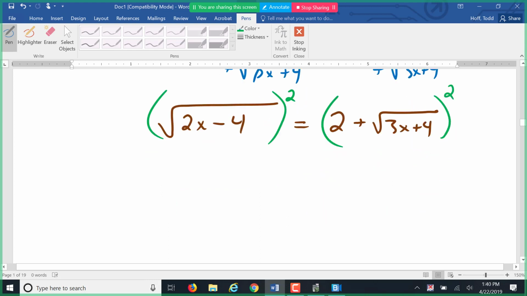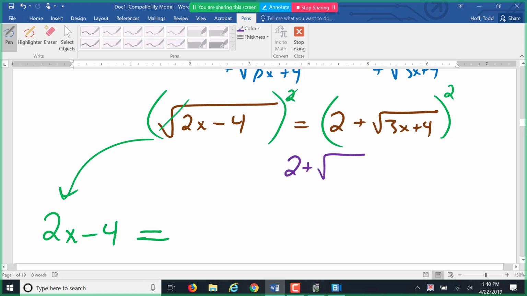Well, on the left side, again, the radical and the squared cancel out. This is just 2x minus 4. On the right side, this is 2 plus the square root of 3x plus 4 times 2 plus the square root of 3x plus 4.